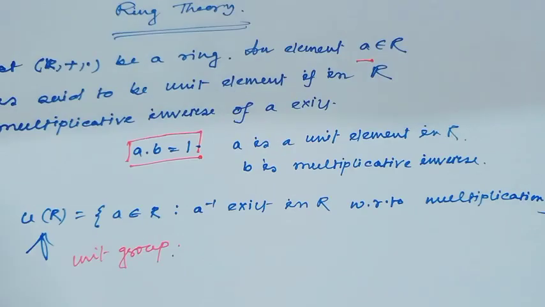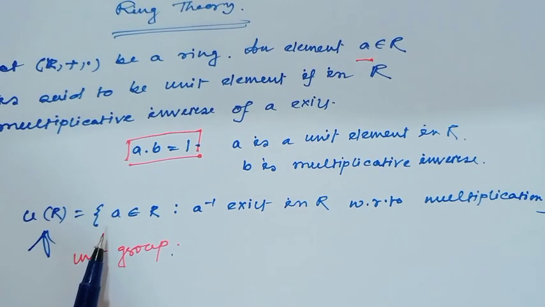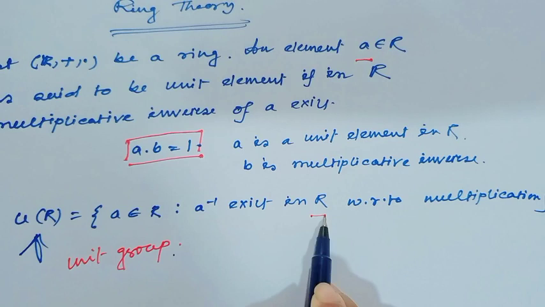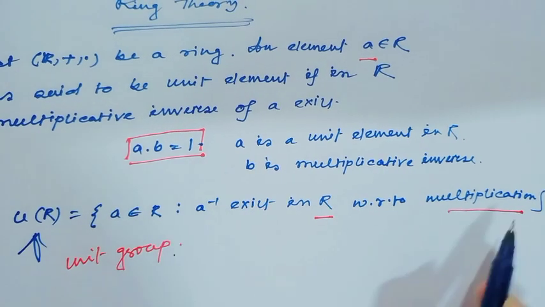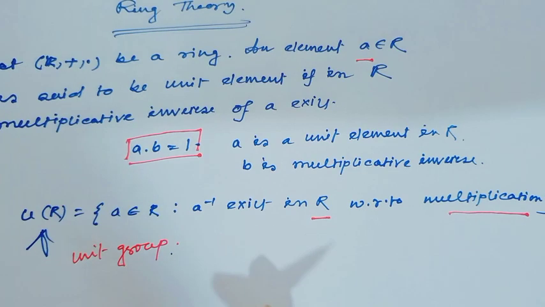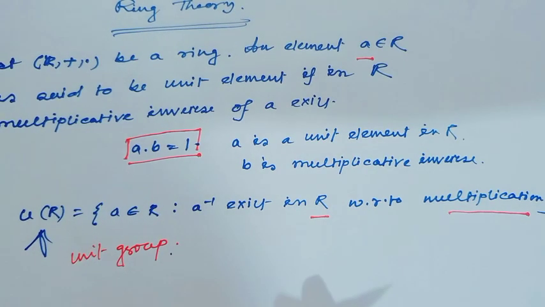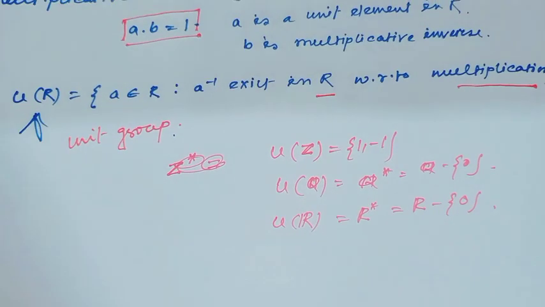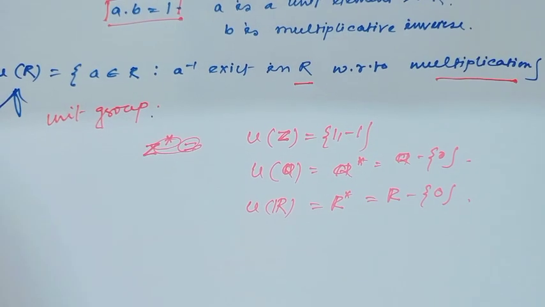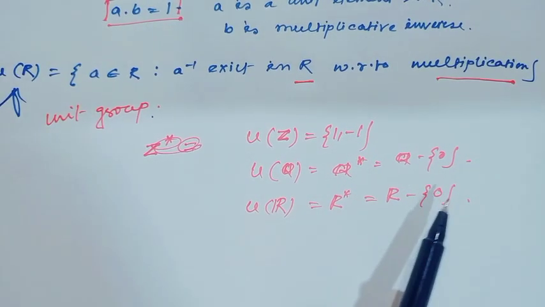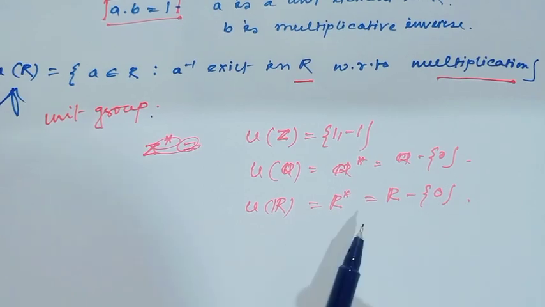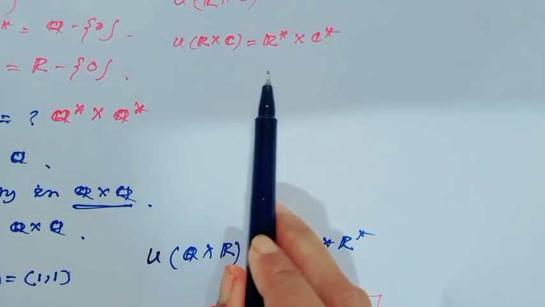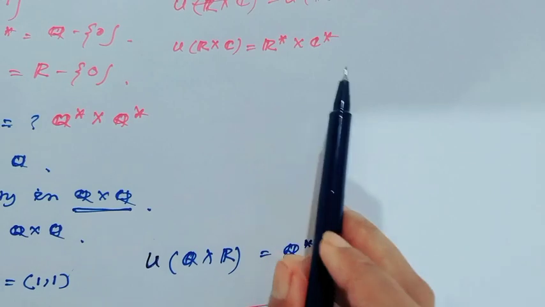The set is denoted as U(R), which is the set of those elements A in R such that A inverse exists in the ring R with respect to multiplication. In group theory this set is called the unit group. We all know what U(Z) is: the set containing the elements 1 and minus 1. U(Q) equals Q star, that means Q omitting the singleton set 0. U(R) equals R star, meaning R minus the singleton set 0. Similarly, U(R cross C) equals R star cross C star.